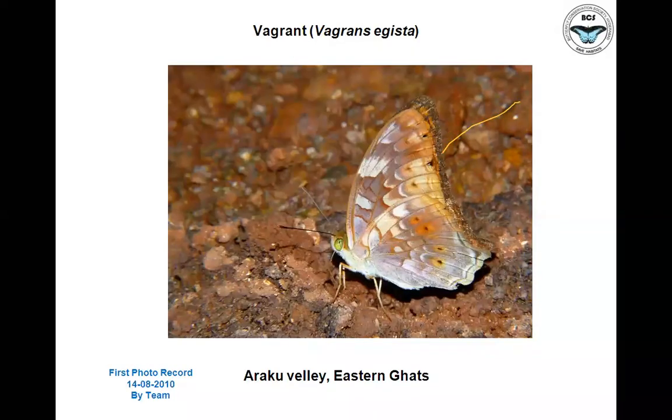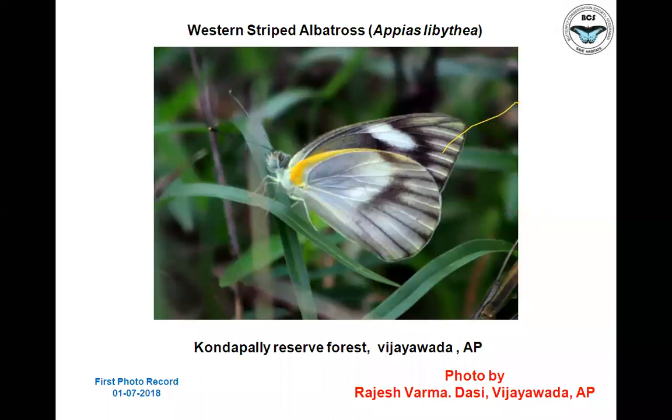Vagrant. Generally, it is not an Indian species, but we were thrilled when we saw it on the Araku roads. So our team conducted a meet in Araku Valley, and as a team we photographed this. And this is a very interesting find, the Western striped albatross. Generally, the different albatross are found in southern regions, particularly in Andhra Pradesh and Telangana.